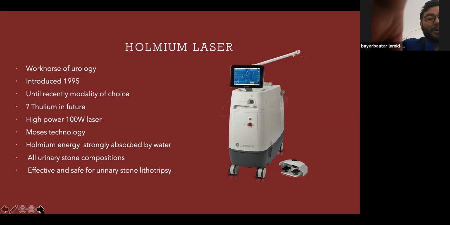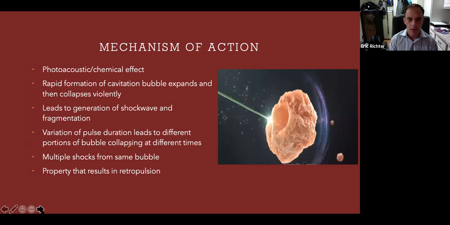So the mechanism of action of a holmium laser, there's what's called a photoacoustic or chemical effect, and that's one method. We'll talk about the other in a minute. But essentially there's a rapid formation of a cavitation bubble that expands. And then when it collapses violently, that results in a shock wave and leads to fragmentation. The variation of pulse duration leads to different portions of the bubble collapsing at different times. And that actually allows you to give multiple shocks from the same bubble, but it's also the property that results in retropulsion. And retropulsion, we'll talk about later, that's what can be a nuisance, and that's what the MOSES effect eliminates or limits, is the retropulsion.